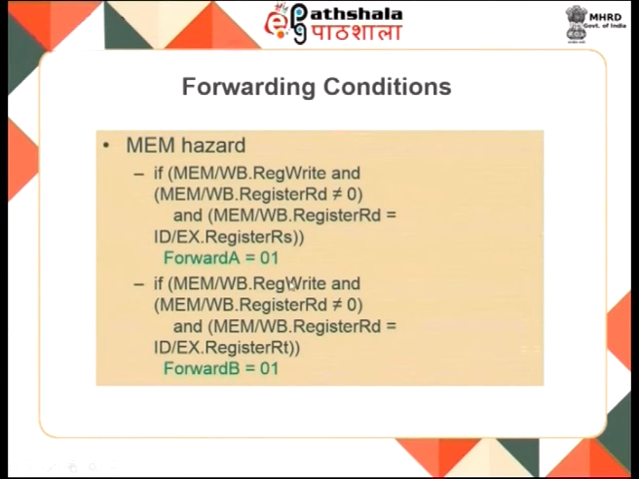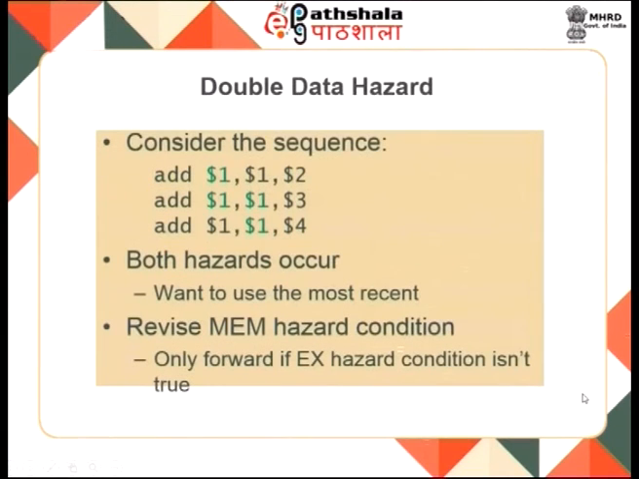Similarly, if it is a register write operation, the destination register is not equal to R0, and the MEM/write-back register RD matches with RT, then the forwarding logic for the second multiplexer is set as forward B equal to 0, 1.